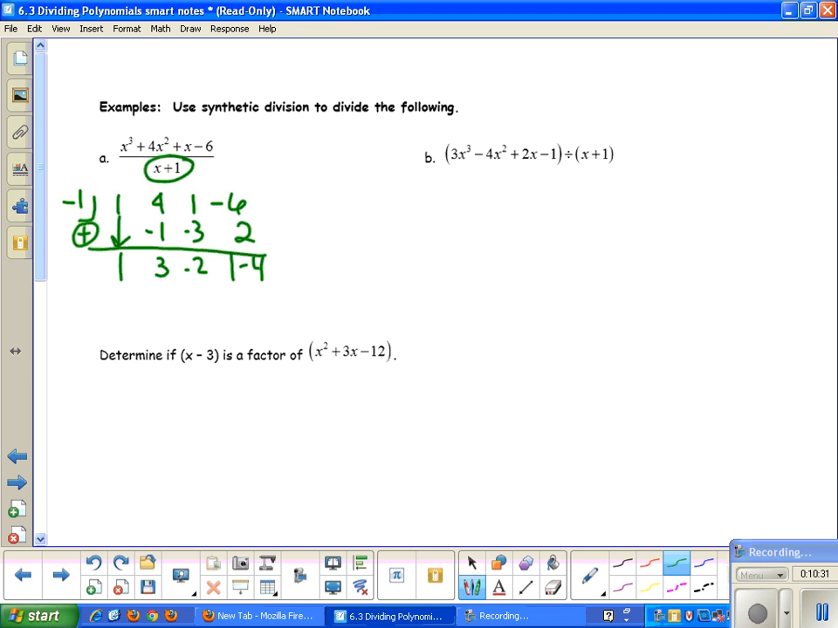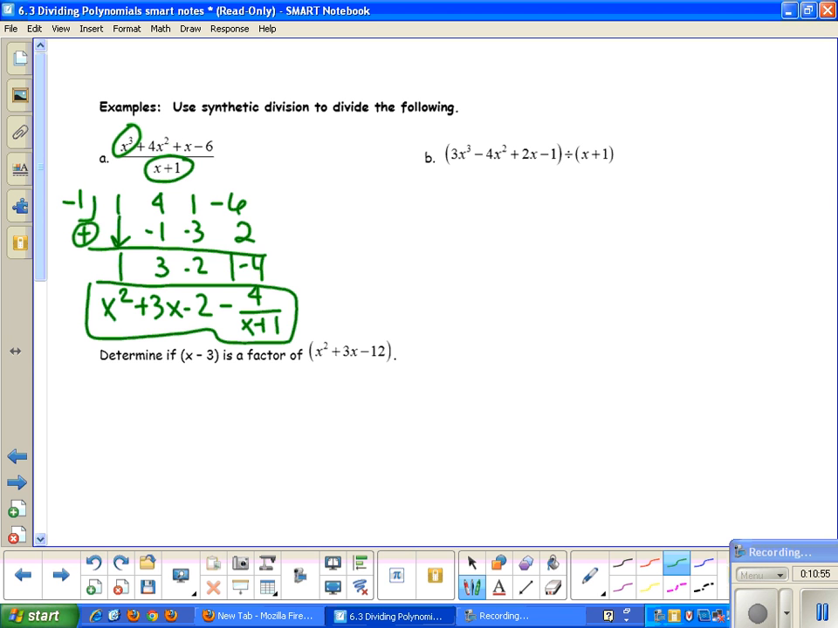So then this equation right here becomes one degree less than your dividend, which is an x cubed, so x squared plus 3x minus 2 minus 4 over x plus 1, because that's my remainder. So this would be my solution, and therefore I know that x plus 1 is not a factor of that polynomial because the remainder is equal to negative 4.